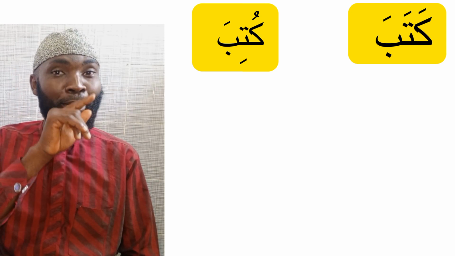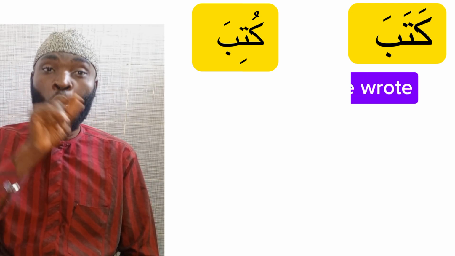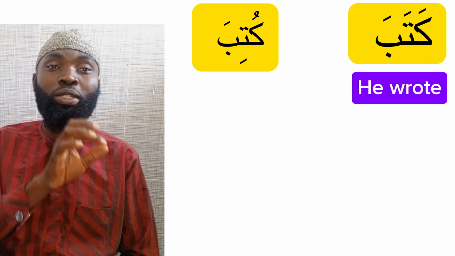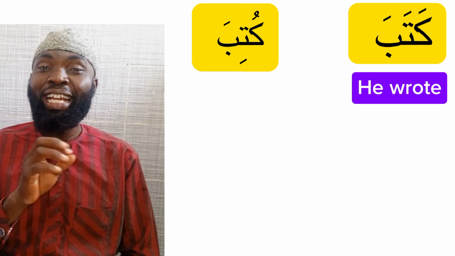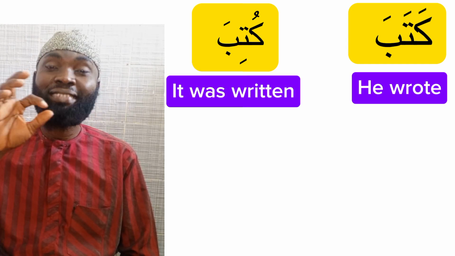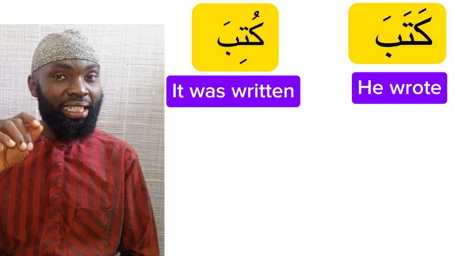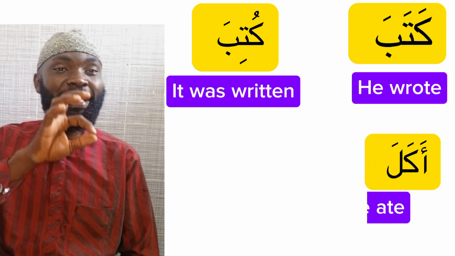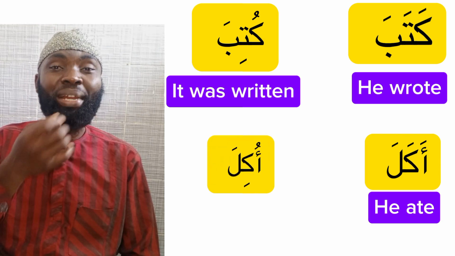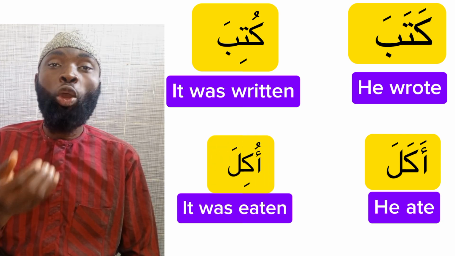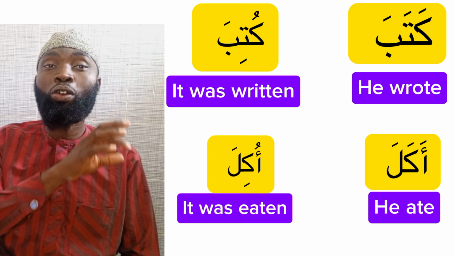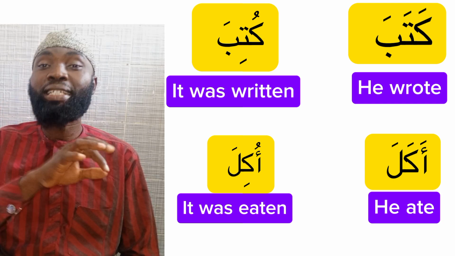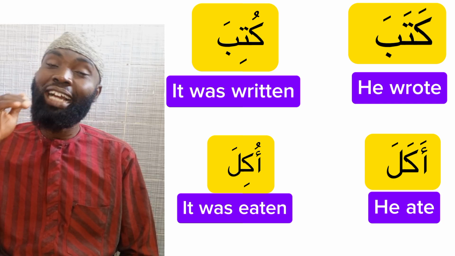Kataba means he wrote. This is known to you. As for kutiba, it means it was written. Another way to consider is the word akala. Akala means he ate. Then ukila means it was eaten or he was eaten. The second is used for the passive voice while the first is used for the active voice.